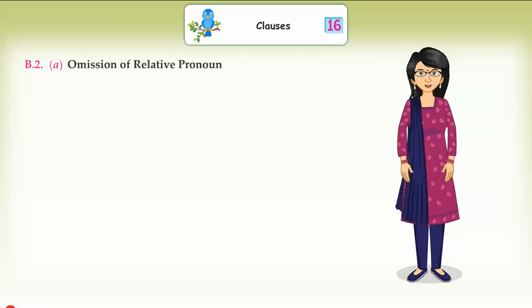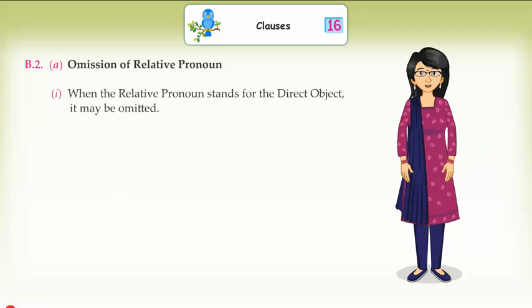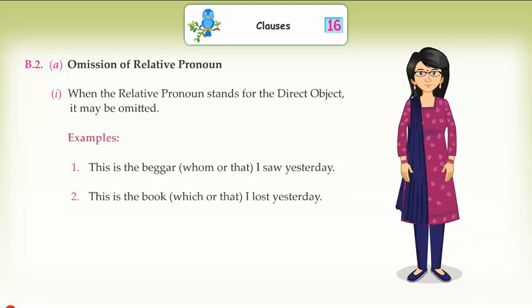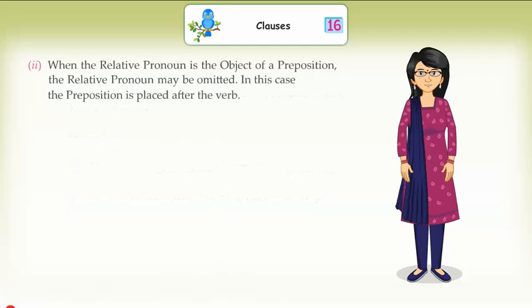B.2.A. Omission of relative pronoun. 1. When the relative pronoun stands for direct object, it may be omitted. Examples: 1. This is the beggar whom or that I saw yesterday. 2. This is the book which or that I lost yesterday.